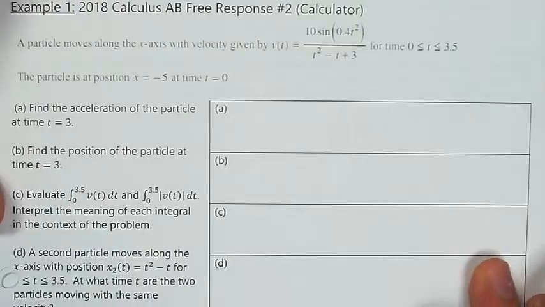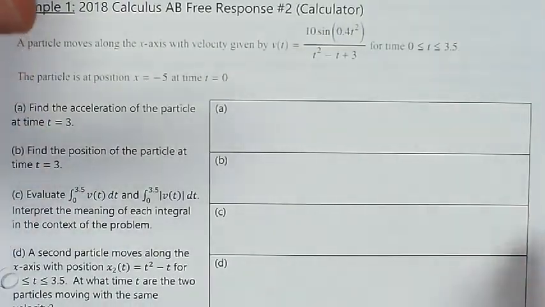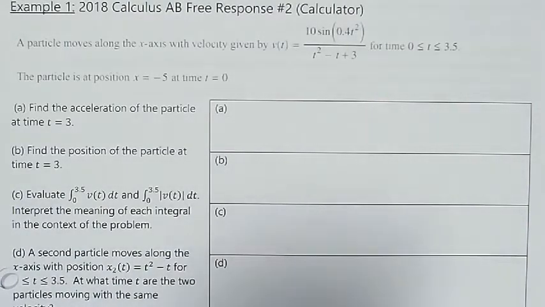Okay, now let's do an example. So 2018 Calculus AB free response number 2. Some require the use of a calculator, as do all free response number 2s, because the first two problems are calculator and the last four are non-calculator. Okay, a particle moves along the x-axis with velocity given by that equation.